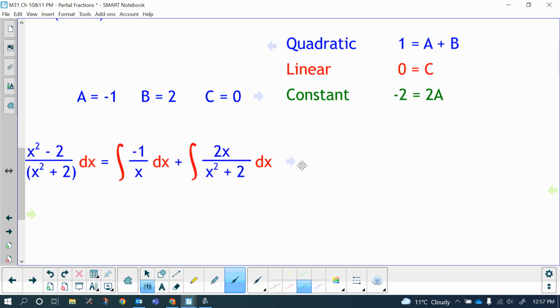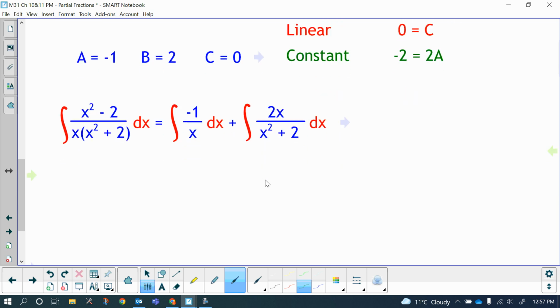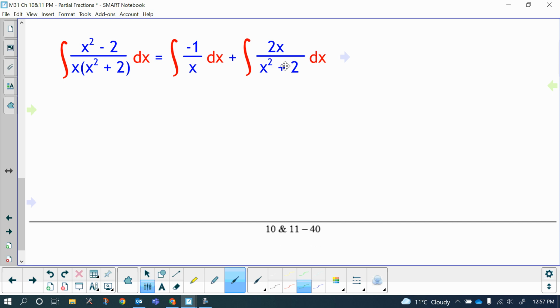So here is what our decomposed fraction looks like as we're going to do the antiderivative. For this first one, that'll be straightforward. It'll be a natural logarithm again, but the second one, because it's quadratic in the denominator, is not a natural logarithm. So what I'll want to do is a substitution, because I see my denominator has an x squared. Its derivative is a 2x. There's the 2x in the numerator, so I can see the derivative of the denominator in the numerator.